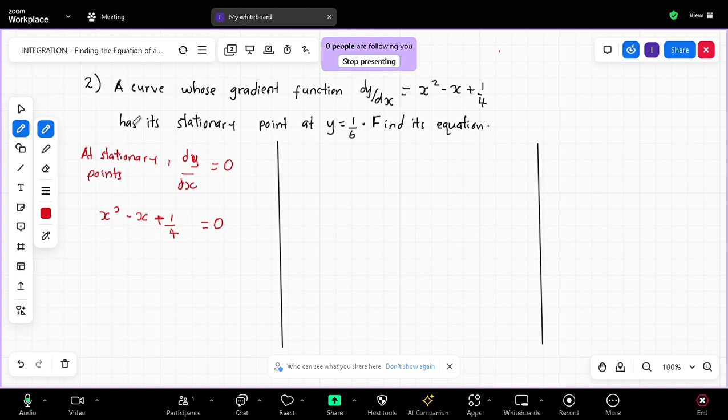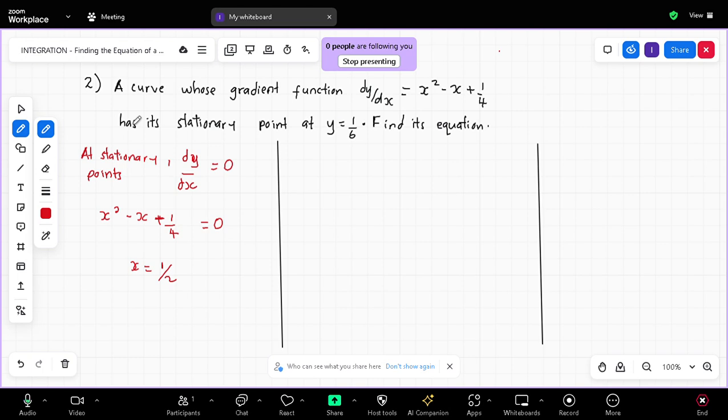Now, we use the quadratic formula to find the value of x, because the highest power of x here is 2, so we need to find the values of x. So we're going to obtain the value of x equal to a half when you apply the quadratic formula. So the value of x here is 1 over 2. When you use the quadratic formula or the completing the square method, you're going to get only one value of x.